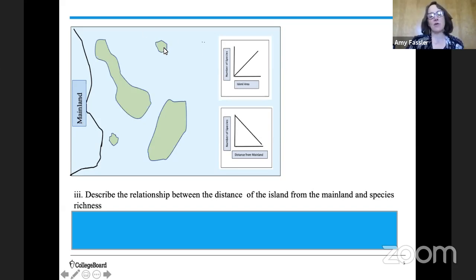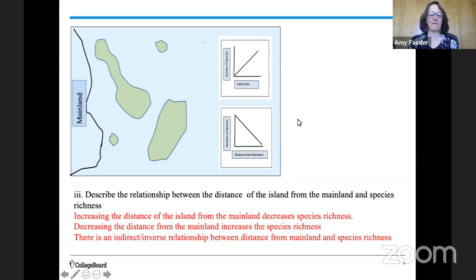And so this island out here that's pretty far away, it would be more difficult for organisms to travel as great a distance to immigrate there versus if they only had to travel a shorter distance to immigrate and increase the species on that island. So this is a reverse relationship. As I increase the distance from the mainland, the furthest out island has the lowest number of species. And the description of that is simply the opposite of what we did in I. Increasing the distance decreases richness, or there is an inverse relationship.